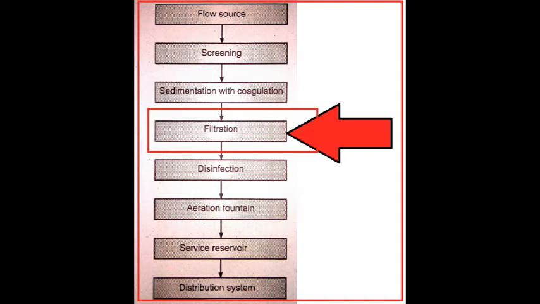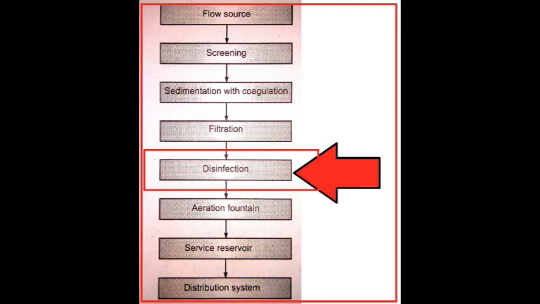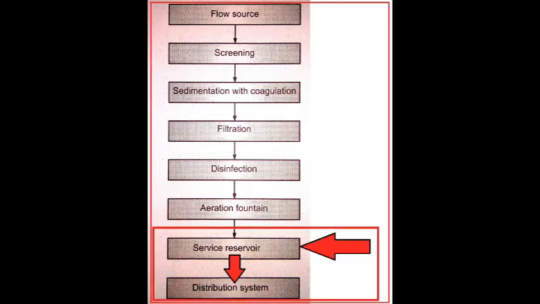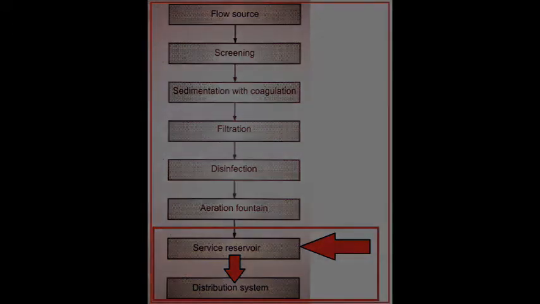Microorganisms and colloidal matters are removed by filtration. Pathogenic bacteria are removed by disinfection. Dissolved gases, odors, taste are removed by aeration and chemical treatment. The water is stored in reservoir from where it is supplied to consumer by distribution system.